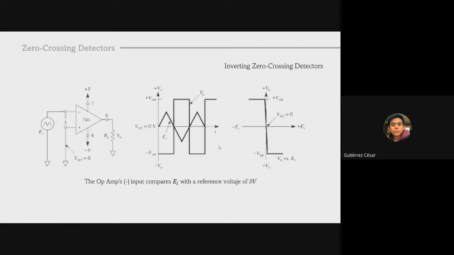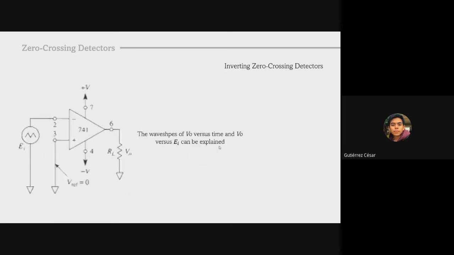Now, the inverting zero crossing detector. The operational amplifier compares EI with a reference voltage of 0 volts as in the first image, but this time the input that receives EI is the negative input. The previous image tells us that this circuit is an inverting zero crossing detector. The wave shapes of VO versus time and VO versus EI in the image can be explained in a certain way.